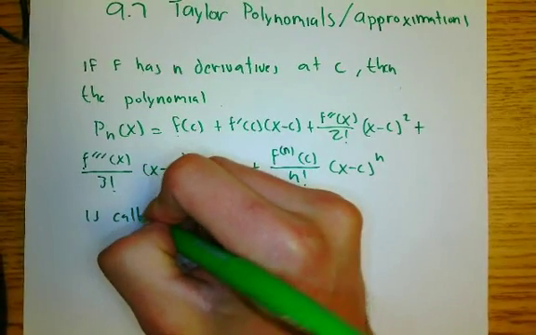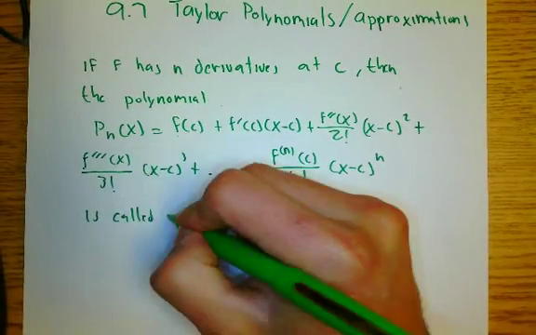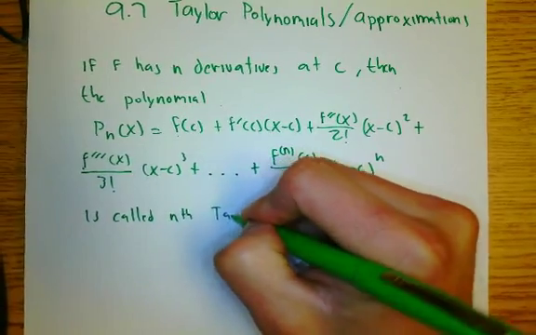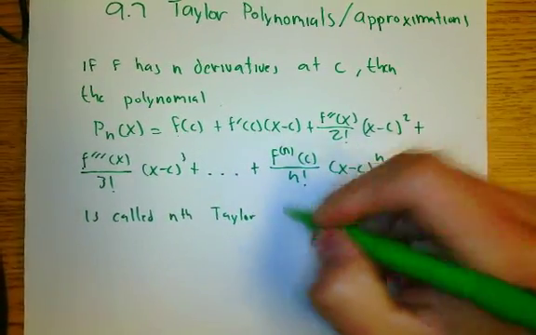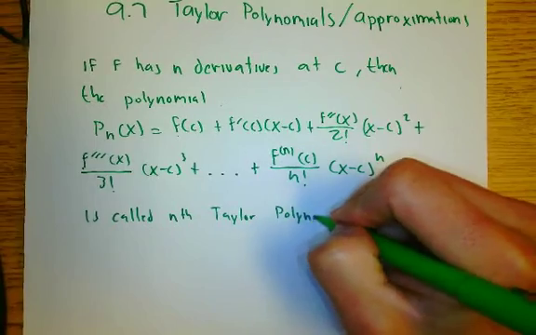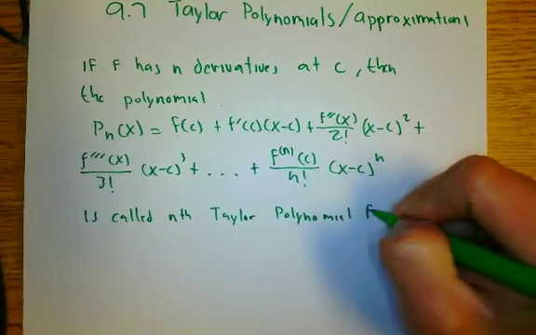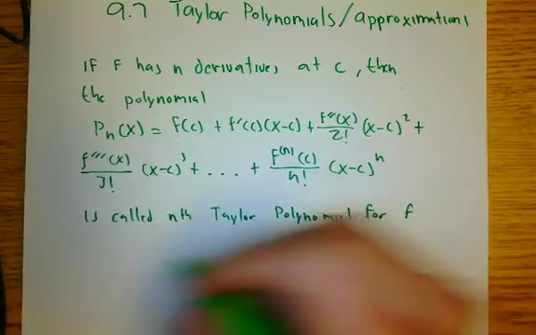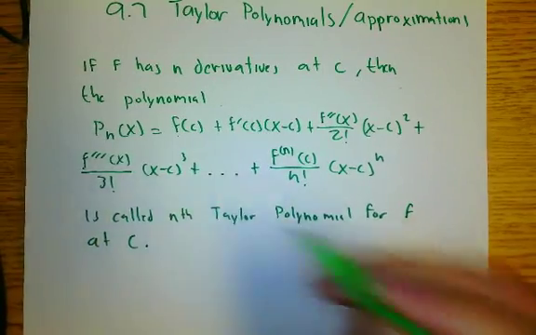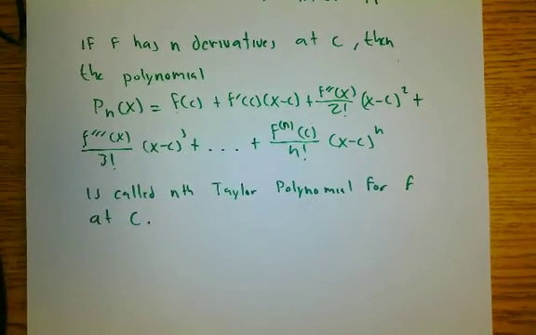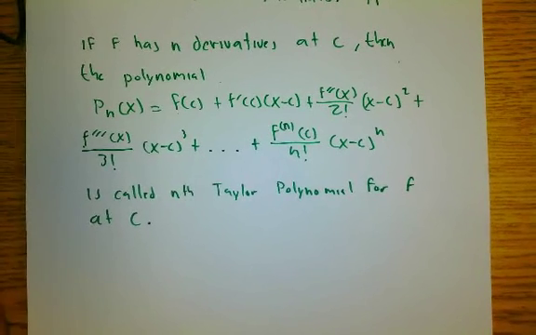This is called the nth Taylor polynomial for f at c. And I'll explain all this in just a second, so write it down. I'm going to go ahead and pause the video, copy down, and when you're ready, press play.